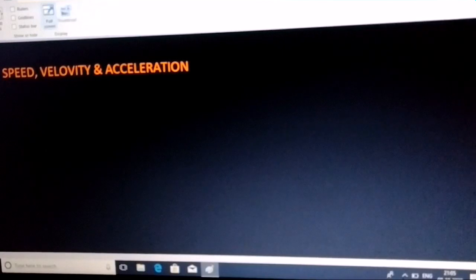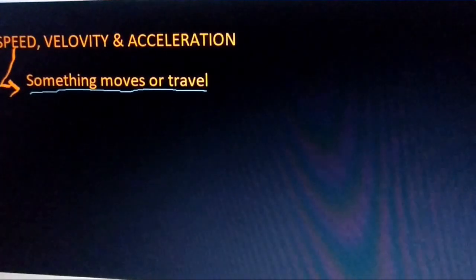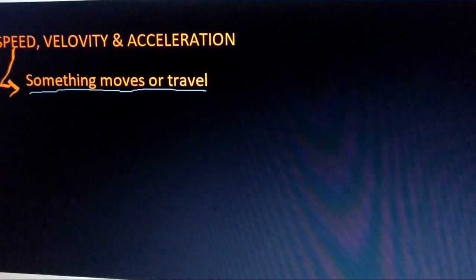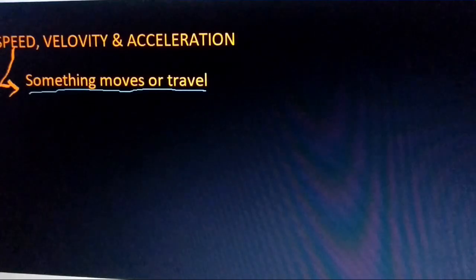Now I am going to start speed and velocity. Speed means how something moves or travels. Speed gives us an idea of how an object or body is moving, fast or slow.